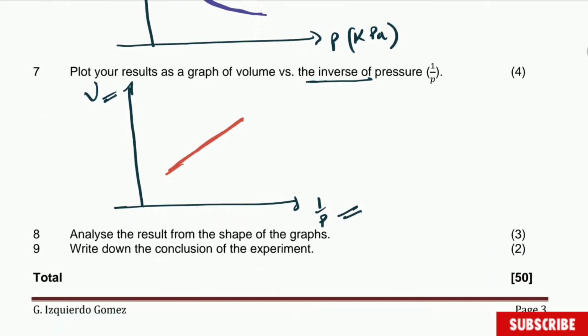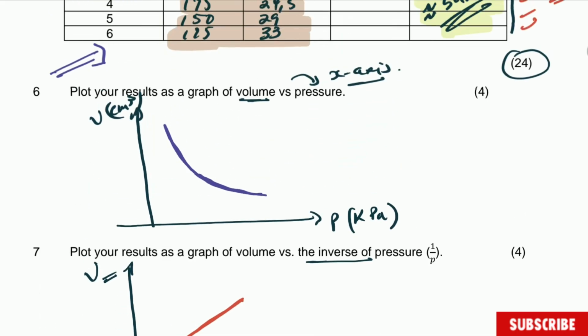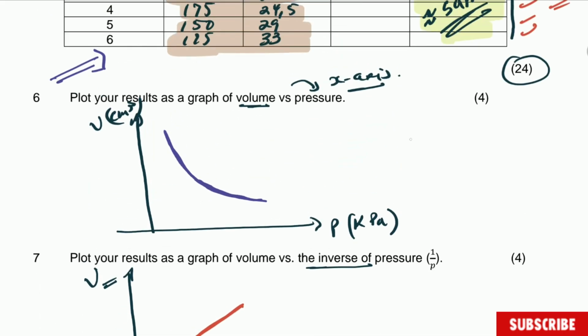Now here comes the analysis of the result from the shape of the graph. So you have to look according to what you see in the graph. So what is happening here? This one is just looking at the graph. Here you have to say first of all what you see. This one is a very brief explanation. You have to write more. As volume increases, I'm going to write it with an arrow. You cannot do that. The pressure decreases. That is what you see in this graph.